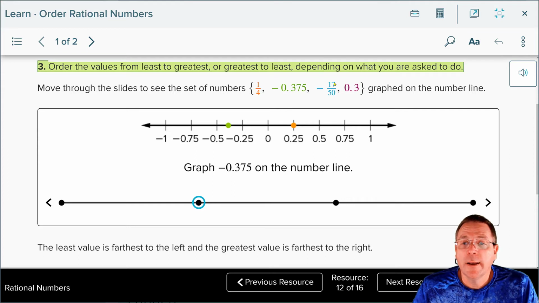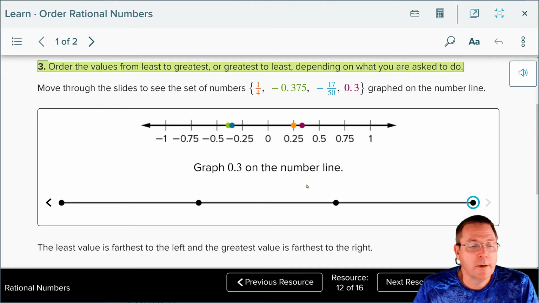The next one, negative 17 over 50. Well, 17 over 50 is the same thing as saying 34 over 100. So now you're looking at 34 hundredths, which is going to put you somewhere around right there, which you can see they just highlighted. And then the final answer, a positive 0.3. That's going to be 3/10. You've got 25 hundredths. You've got 5 thousandths. 0.3 is going to be about right there. And we click it and look, I was right where I needed to be.